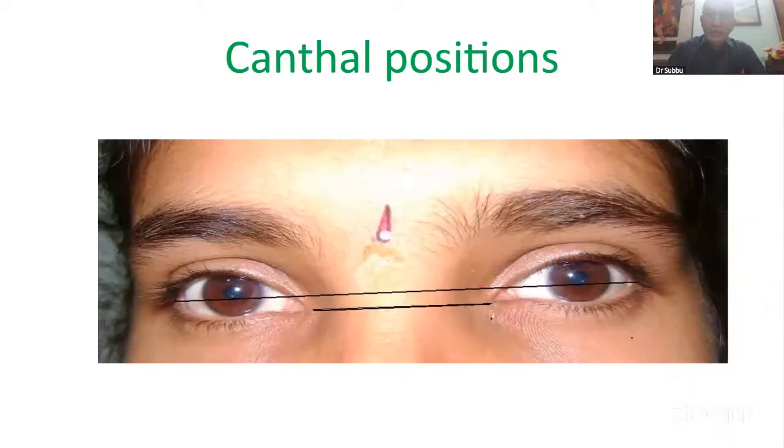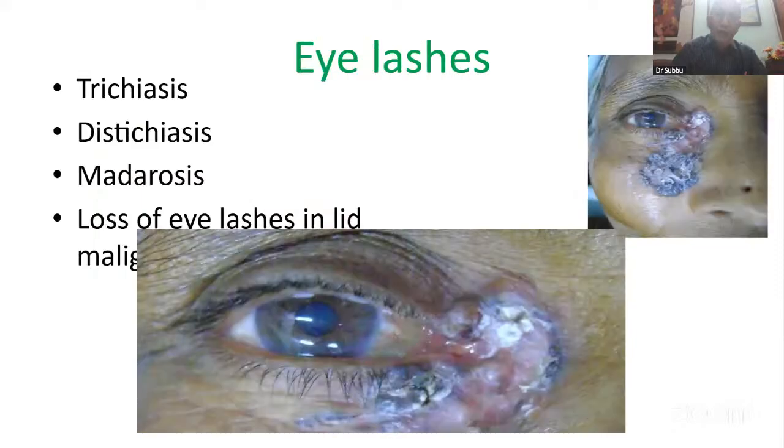The canthal positions, as I said, the lateral canthus is higher than the medial canthus by 2 millimeters. If it is much more, it's called mongoloid tilt. If it's less, it's called anti-mongoloid tilt. Eyelashes are very important because if they turn in, we call it trichiasis. There's an extra layer coming from the tarsus. It is dystichiasis, which is congenital, and not because of blepharitis.